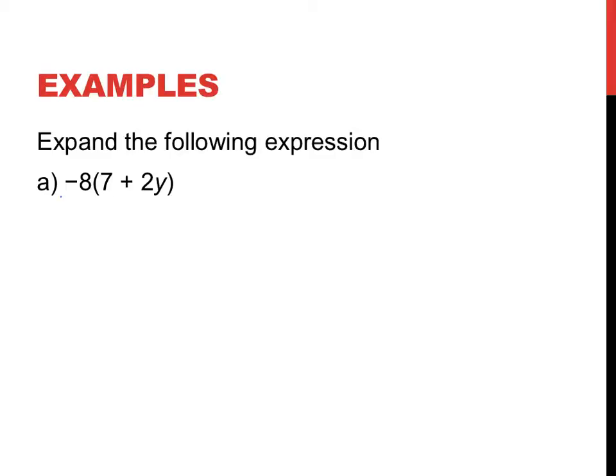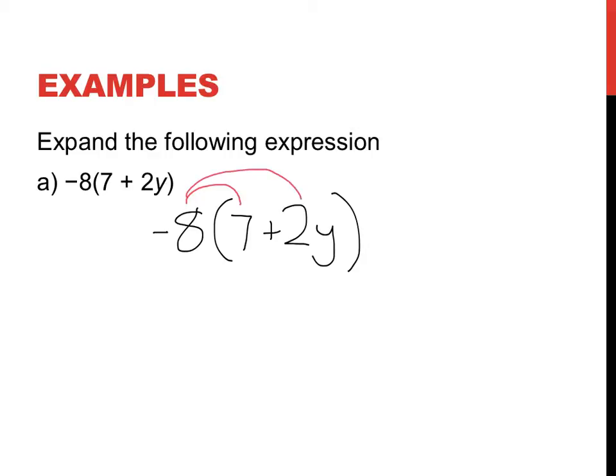Here's something you probably didn't see last lesson. I've got a negative 8 on the outside of those brackets. So again, the first thing I do is I write negative 8. I'm just going to rewrite the question for you: 7 plus 2y. Okay. It's exactly the same process. I multiply the outside by the first term and then the outside by the second term. But this time it's negative 8 multiplied by a 7.